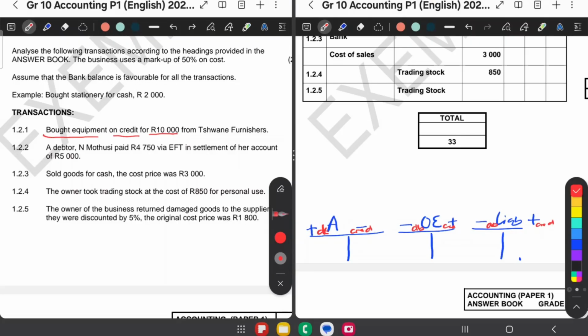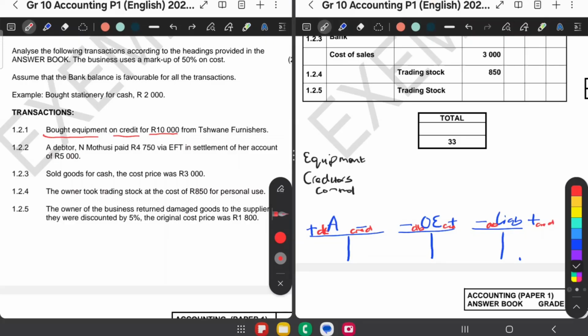Okay, so let's go. We bought equipment on credit for 10,000 Rand. So 2 accounts are involved. I'm going to write them down. My first account is, I bought equipment, so equipment is my first account. And then I bought that on credit, so creditors control is my second account.